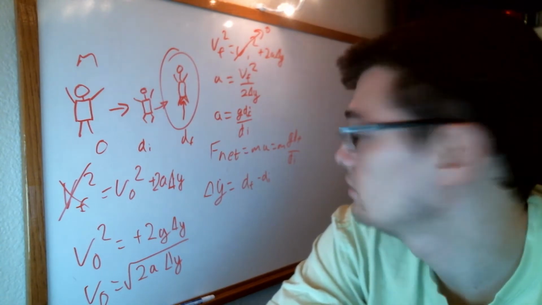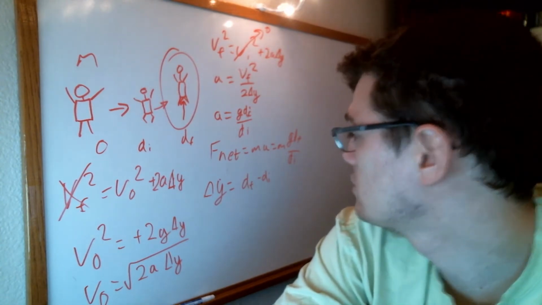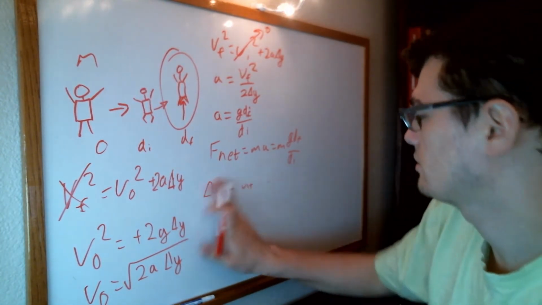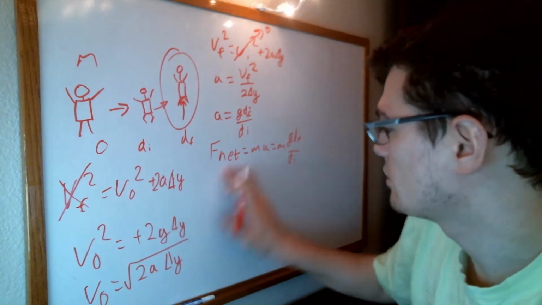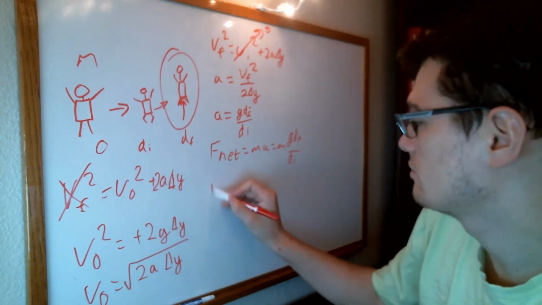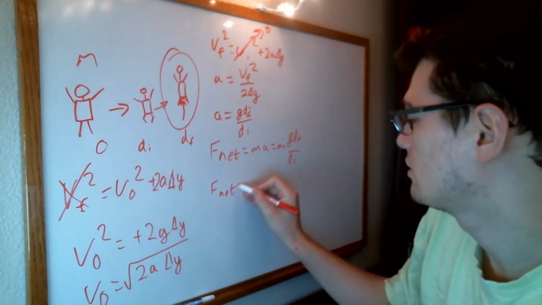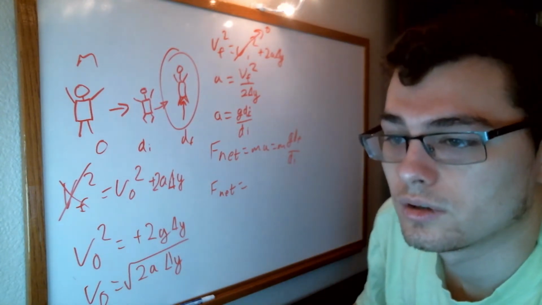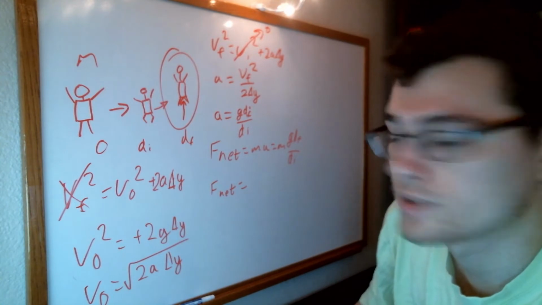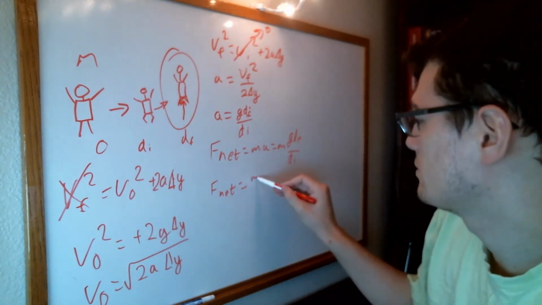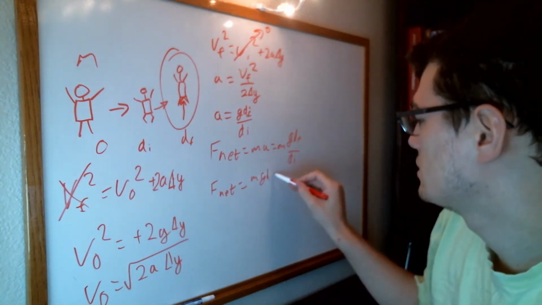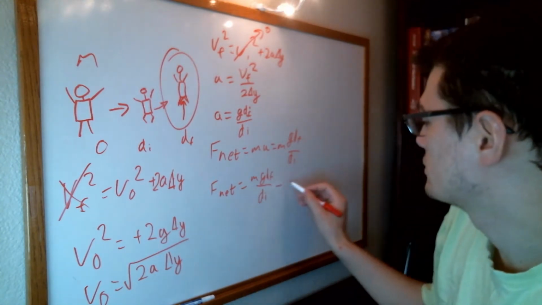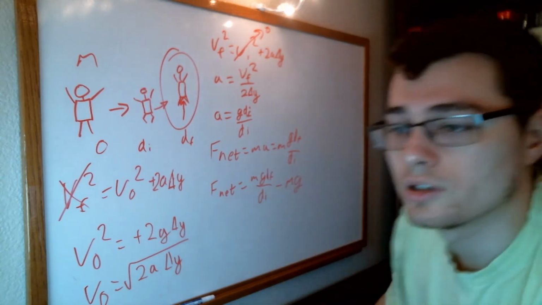And so then we can also say, next up, while he's in the air, that F net is going to be equal to the force that he just exerted on the ground. So mg dF over DI, and then we can subtract mg, or his weight.